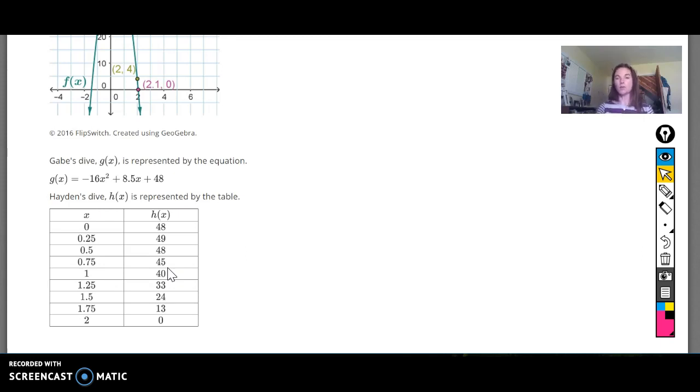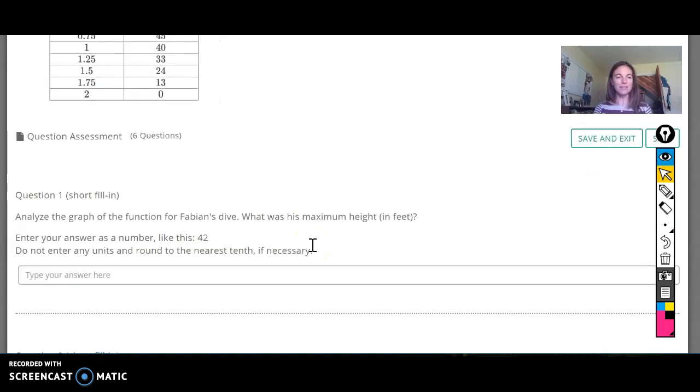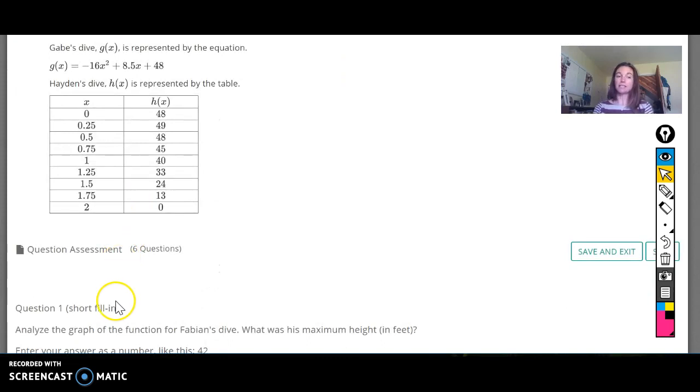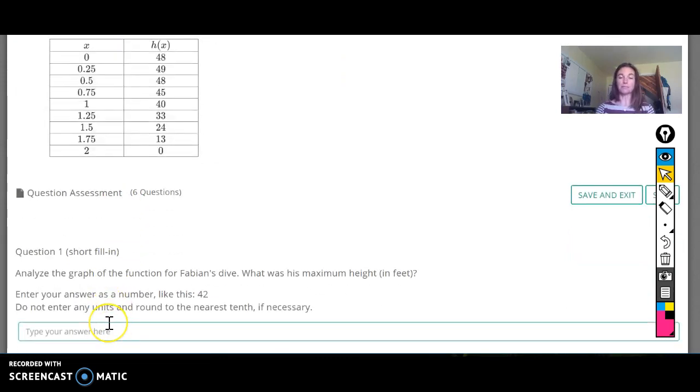Okay, so the first couple questions are really easy. The first one is, analyze the graph of the function of Fabian's dive and what is the maximum height in feet. So all we have to do is head up here and see at our vertex, our maximum point on this parabola, we're at a time of 0.3 seconds and a height of 49.6 feet. That is really far up there. So that's Fabian's max height, and all you need to do is type in 49.6.